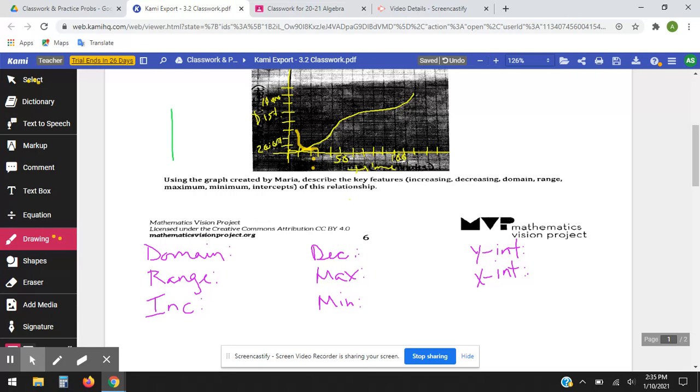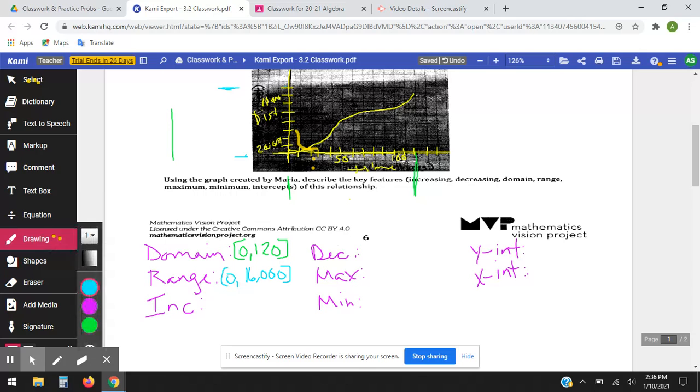So our domain is our x values, so basically from here all the way to where it stops over here. Again, we start at 0, we end at 120, we have a bunch in between. The y is the same idea as well. We started here, we went all the way up to here, and in this case we have 12, 14, 16,000. So our range here, since it's a distance that they're traveling, is 0 to 16,000.